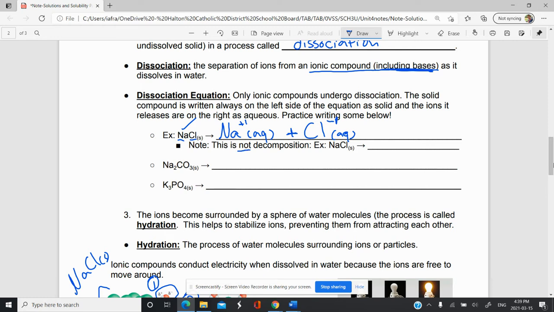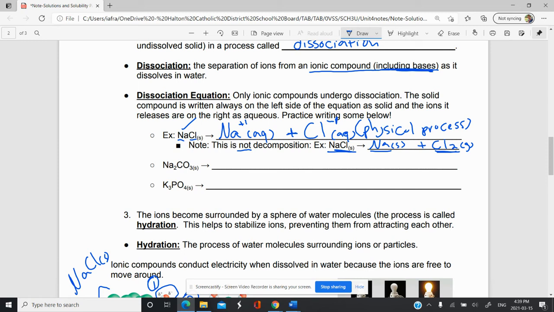So this is not an example of decomposition. Remember, decomposition was a chemical reaction where you had sodium atoms produced and chlorine gas produced. These are not the ions anymore. So because these are not the ions, these are totally different compounds altogether. So this is a physical process of dissociation. It's a physical process.